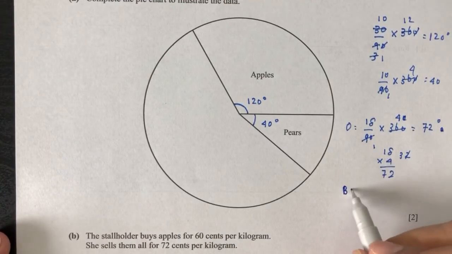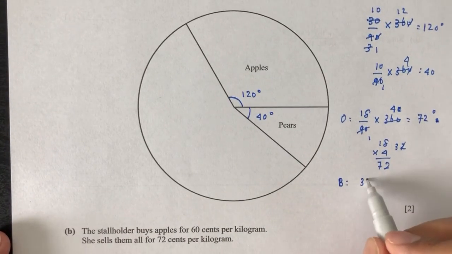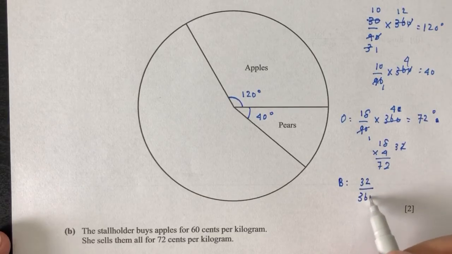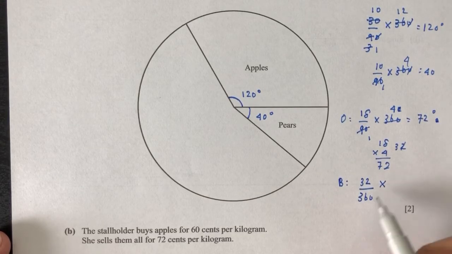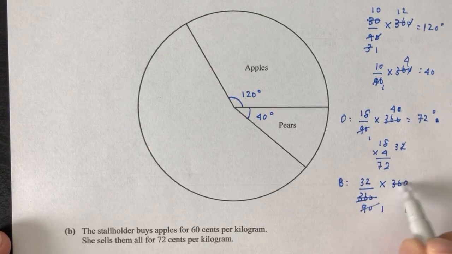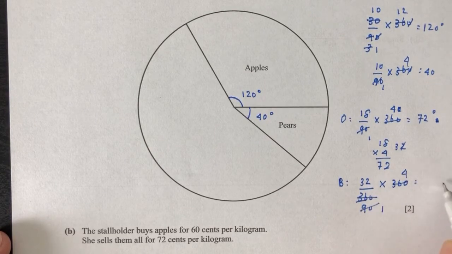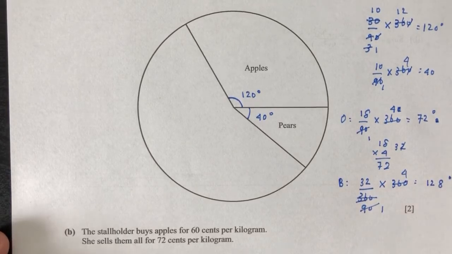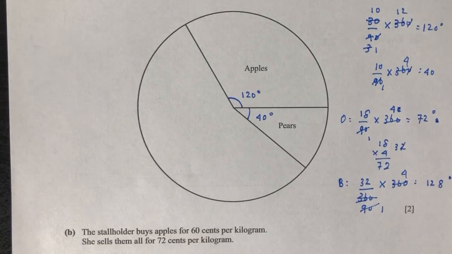So it's called B. So it will be 32 over 90 times 360. So cut 1, cut 4. So that will be 8 and 12. So 128 degrees. So let's do that on the shape.